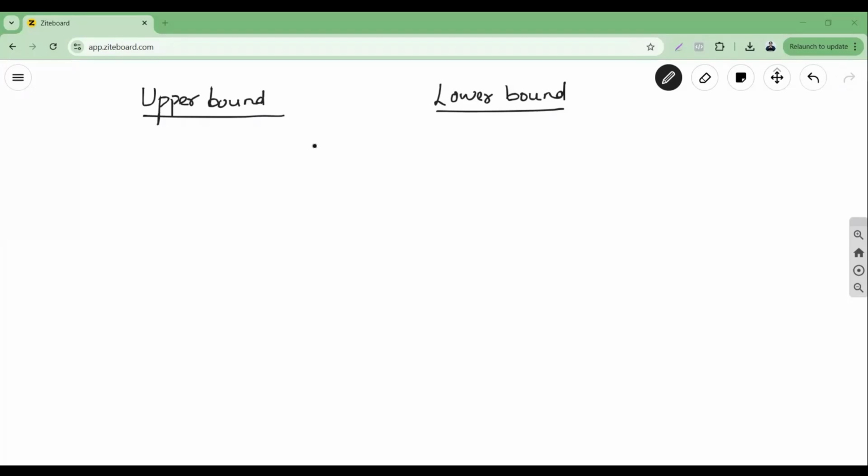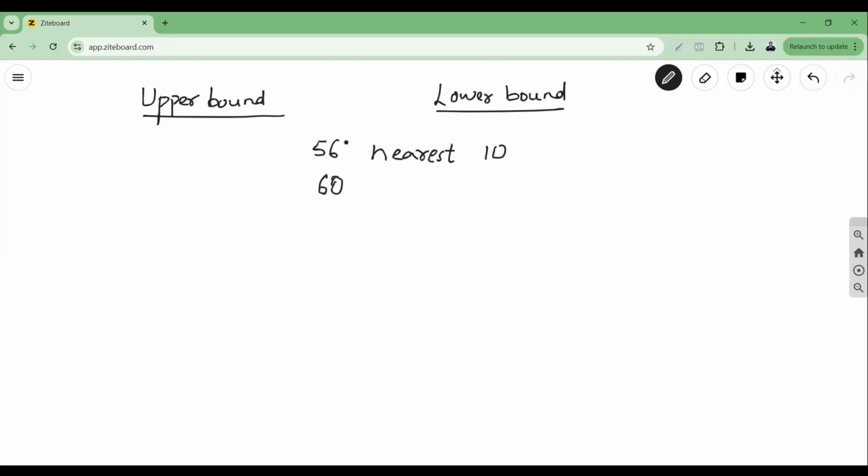Now, what is upper bound and lower bound? Now, we know that when we talk about nearest values, for example, let's take 56. And I'm talking about a nearest 10. What will be the nearest 10 of 56? It is 60. Right? Nearest 10 is 60.